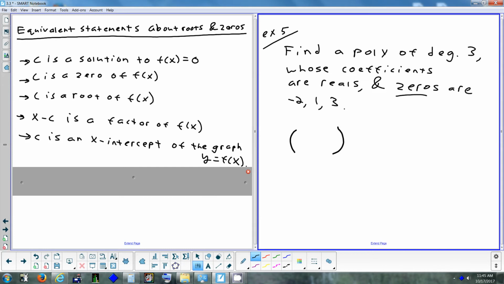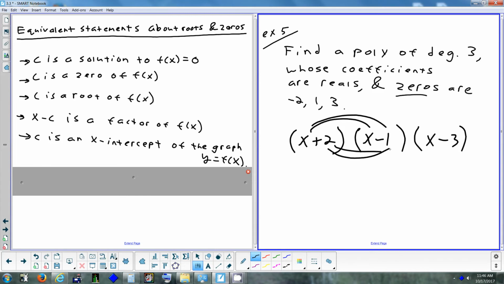So if negative 2 is a root, what must be a factor of what I'm thinking of? Well, what does it say? If C is a root, x minus C is a factor. x minus 2. So, careful. If negative 2 is a root, then what would be a factor? x plus 2. Exactly. That's one of them. What about if 1 is a root? x minus 1 would be a factor, and x minus 3 would be a factor. Now, just distribute it out, and then we'll do it again and see what we get.